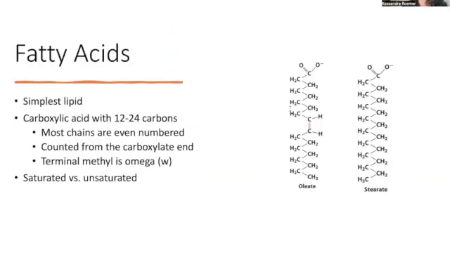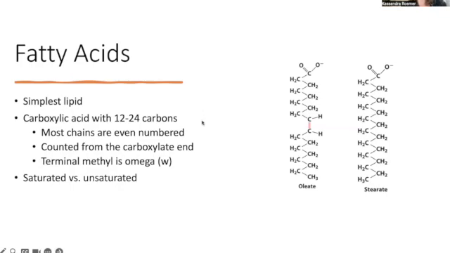All right. So the most common and simplest lipid is fatty acids. So this should also look pretty familiar looking back at exam 1. So a fatty acid is a carboxylic acid and has up to 12 to 24 carbons attached to it. Usually they are even numbered, so you will rarely ever see an odd-numbered fatty acid chain. Usually you count from the carboxylate end, count down towards the terminal methyl group, which is named omega.